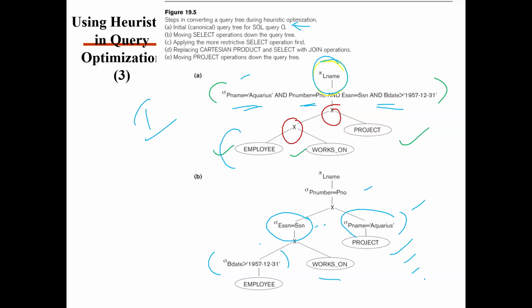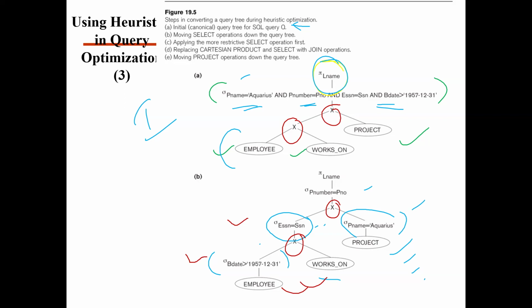So here, the intermediary conditions are the select statements. We move the select statement down the tree. Then we are performing the join. So it's like you're selecting first those employees whose birthday is greater than the given day. And then you are joining it with works on. Once these two tables are linked together, you are joining with the project table.